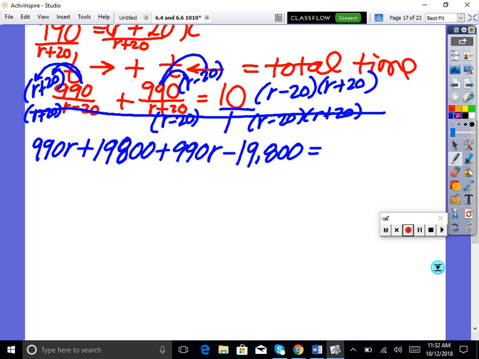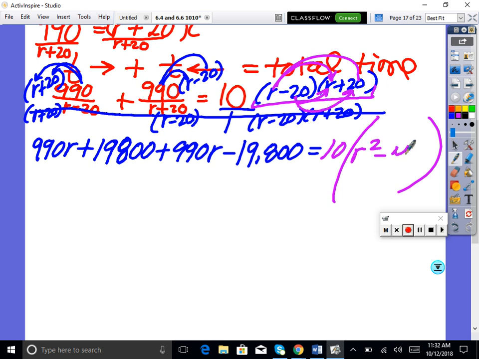Remember when multiplying 3 things, multiply 2 together and then multiply the third. So I'm going to have 10 times parentheses. R times r is r squared. Then we have a plus 20r minus 20r, so those cancel out in this one. Then we have minus 400. So now combine like terms on this side.